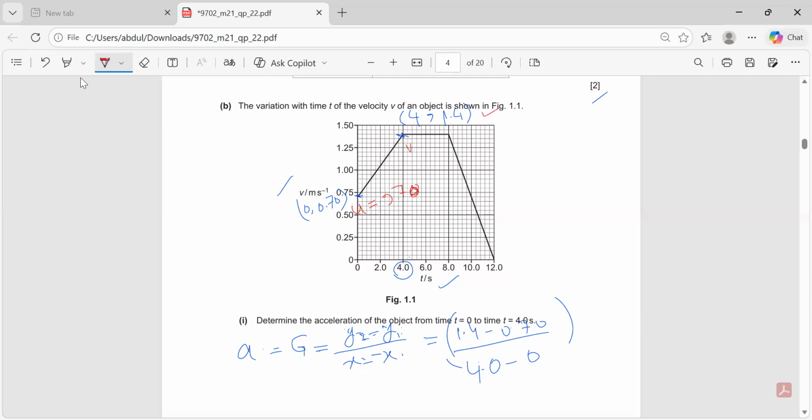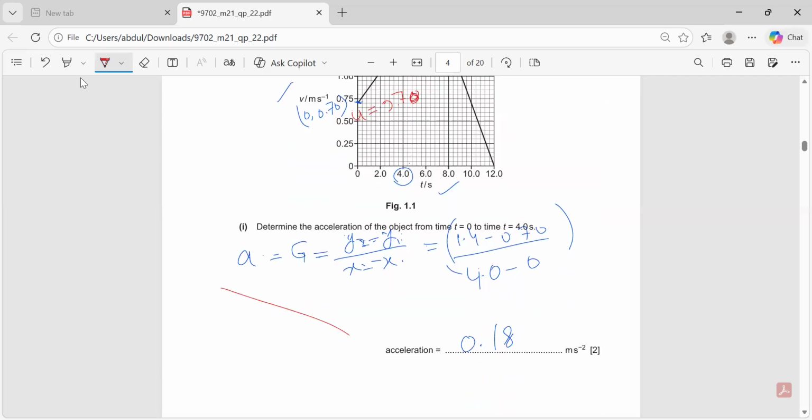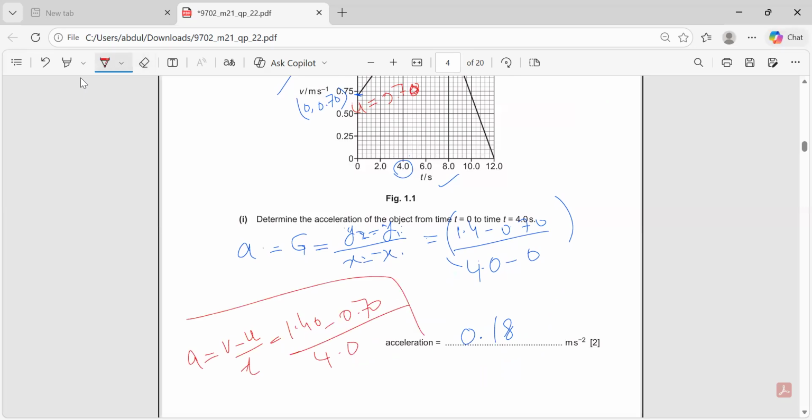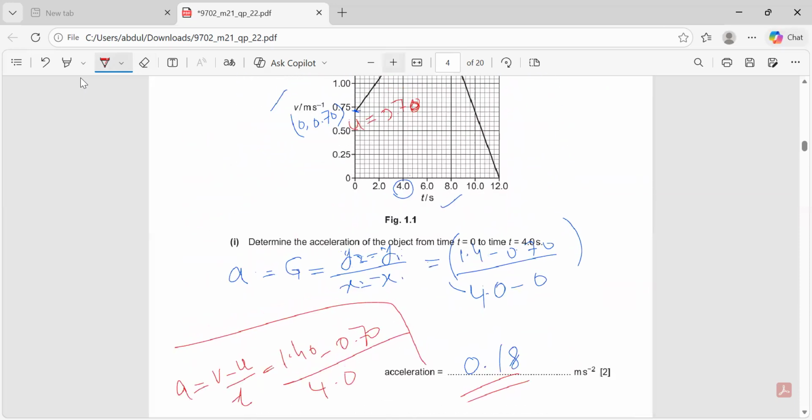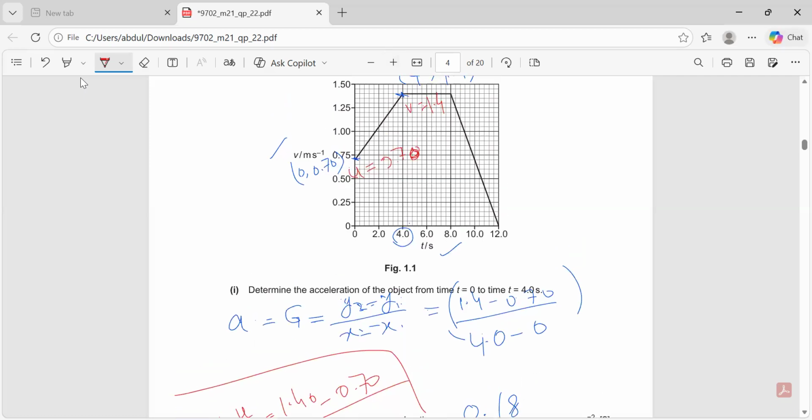So also we can say that v is equal to 1.4 and then t is equal to 4. So simply you can also do it that a is equal to v minus u over t. So 1.40 minus 0.70 over 4.0, and even then the answer will stay the same, that is 0.18 meters per second squared. I'm sure there will be no problem with this. And this is a velocity time graph. So the velocity time graph means that acceleration will be equal to the gradient of the graph.